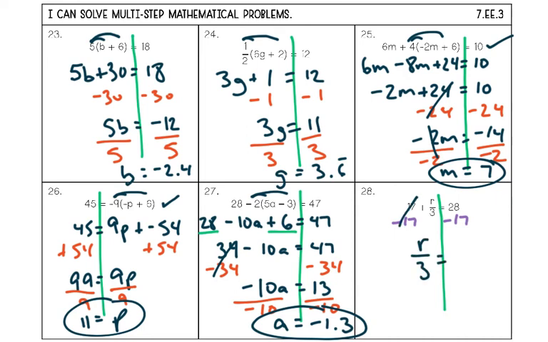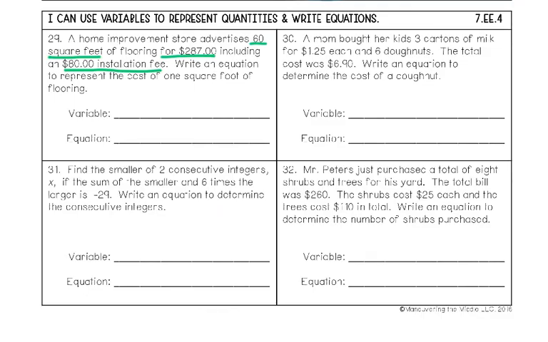I'm left with r over 3 on the left and 11 on the right. I see that r is being divided by 3, so I'm going to do the inverse operation. I'm going to multiply both sides by 3. That cancels on the left, and on the right, that makes 33. So I'm left with 1r equals 33. That's my final answer, and I know that's right because I can plug it back in for the r to check.